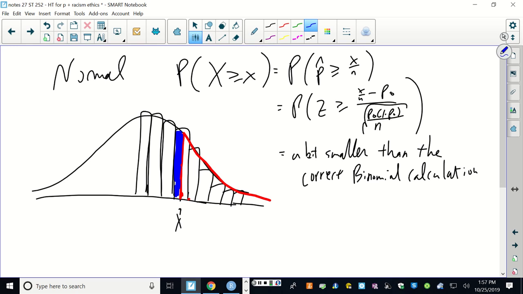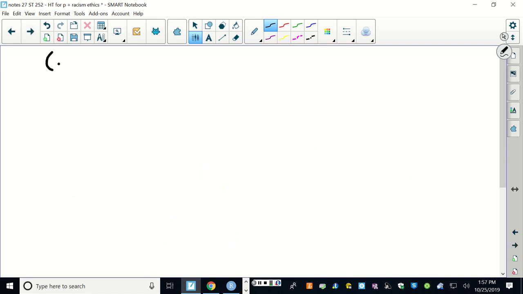So what can we do to make it a little bit closer to the actual binomial calculation? It's called continuity correction. We could subtract 1/2 from x, right, and do the area all the way there. So this line over here would be x minus 0.5. So instead of calculating the probability greater than x, exactly right at that point, we're going to calculate the probability that we're greater than x minus 0.5. So continuity correction.